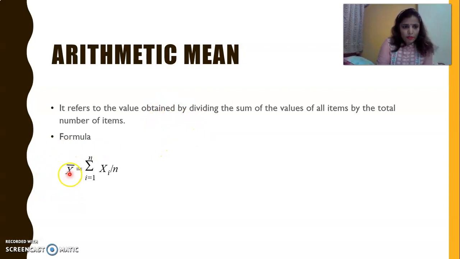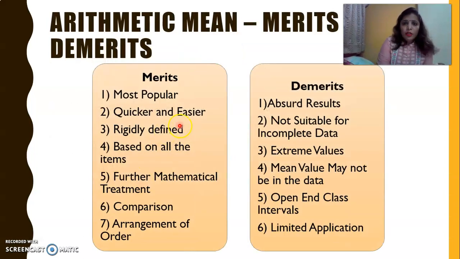So this is the formula. X bar denotes the arithmetic mean. Summation Xi means the marks which are being scored by observation i, where i is your observations and N is the number of observations. The most simple mean.